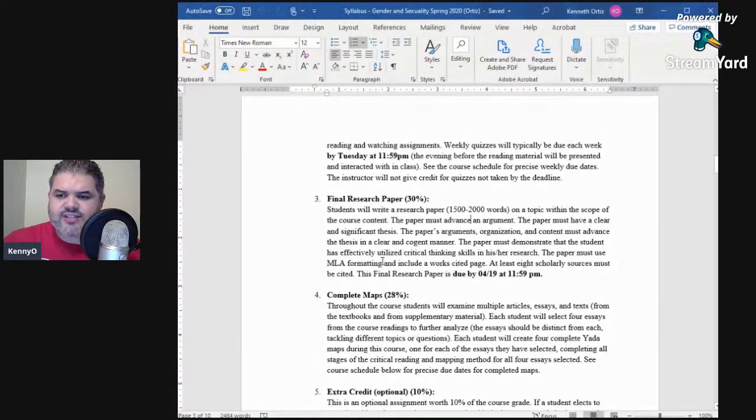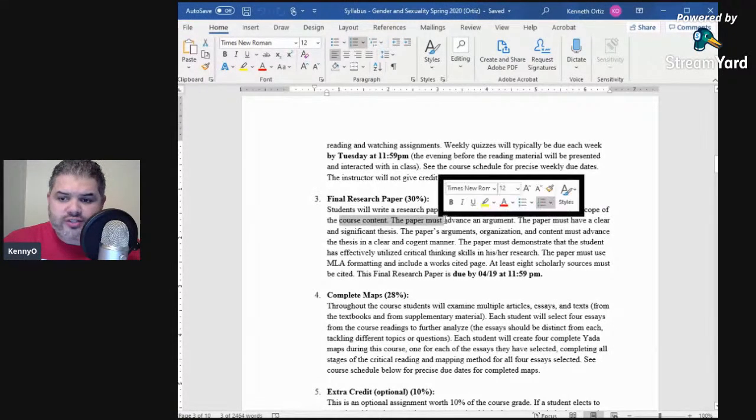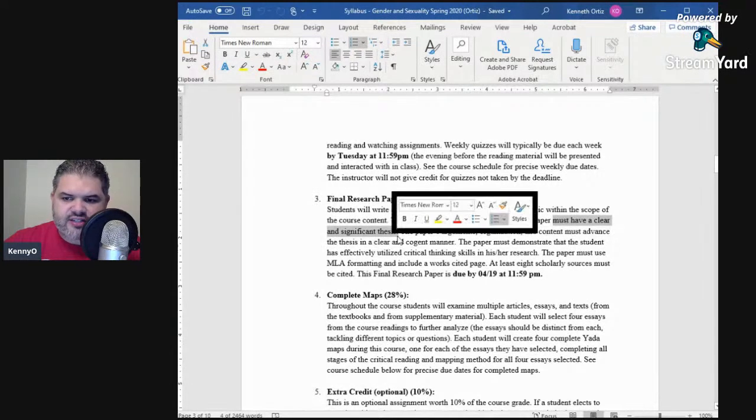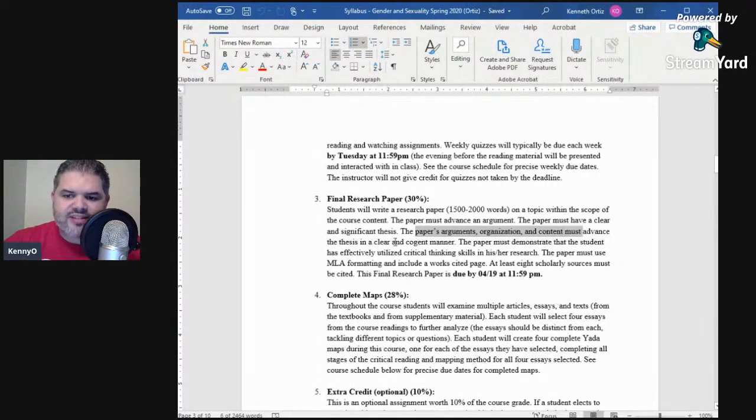So you see here, it says 1,500 words on a topic within the scope of the course. The paper must advance an argument. All right. So it's not just talking about something, but you're taking an opinion and you're pushing it forward. You're advancing an argument. It must have a clear, significant thesis. The paper's arguments, organization, and content must advance that thesis in a clear and cogent manner. The paper must demonstrate that the student has effectively utilized critical thinking skills in his or her research. The paper must use MLA formatting and include a works cited page.